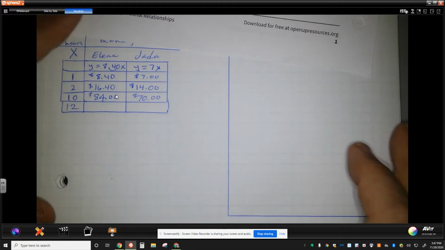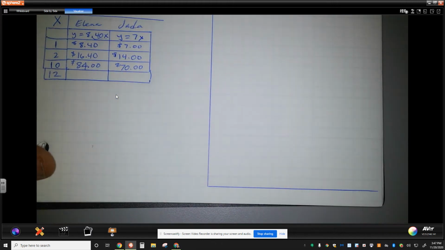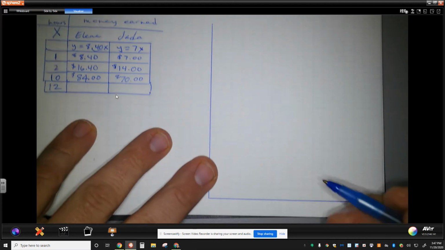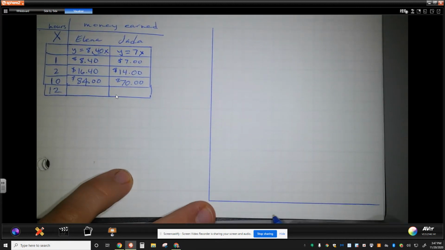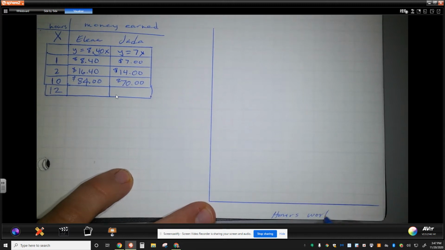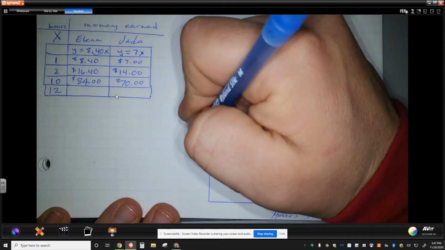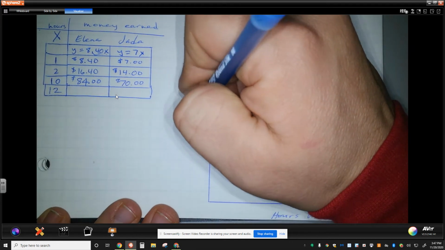If I'm looking at a graph, to be able to do this, I need to use the same information that I have here in the table, and I need to recognize that x is hours worked, and y is going to be money earned.